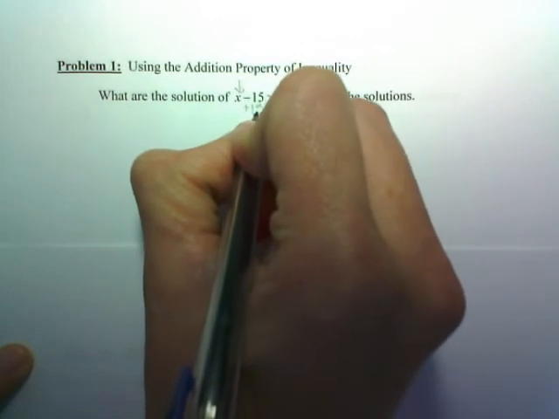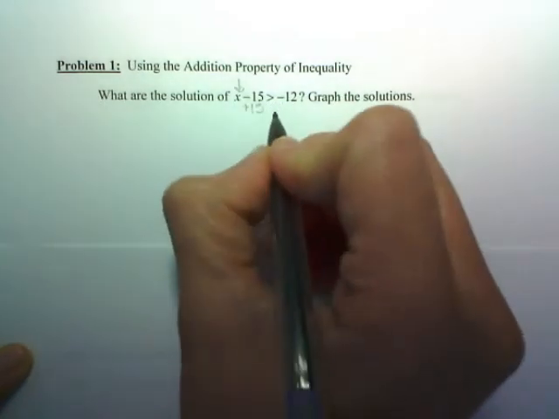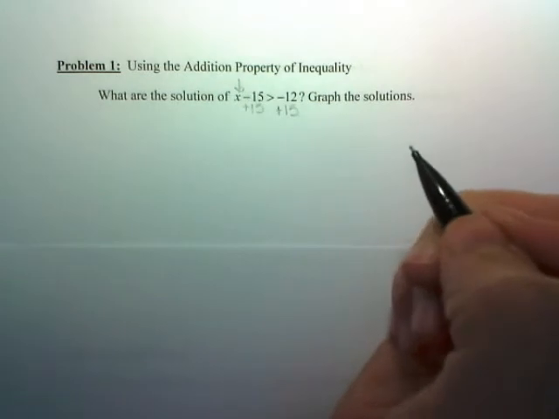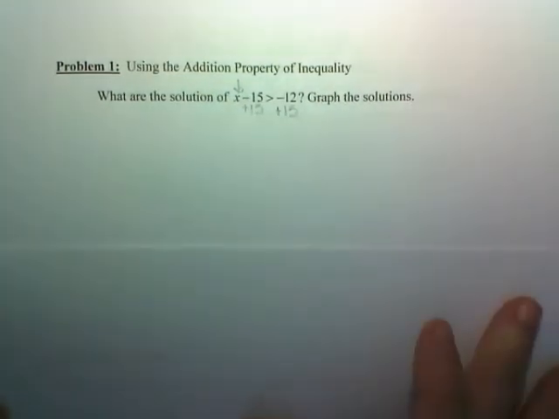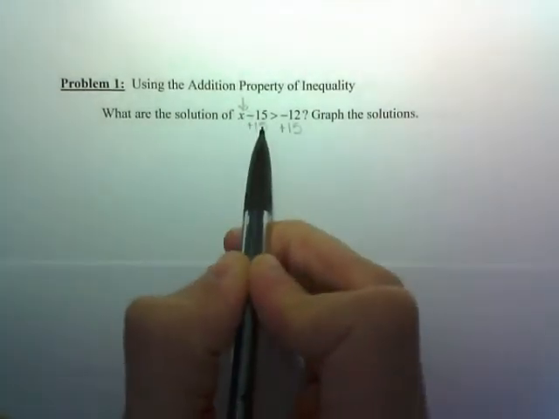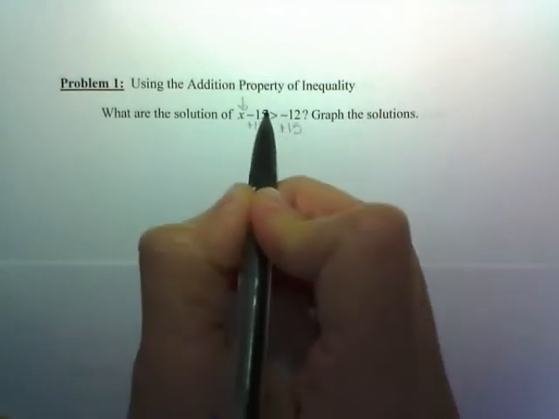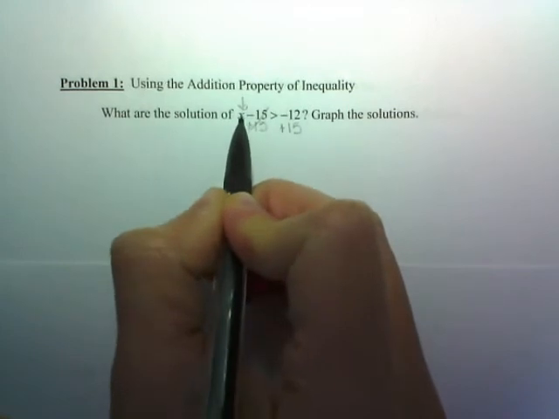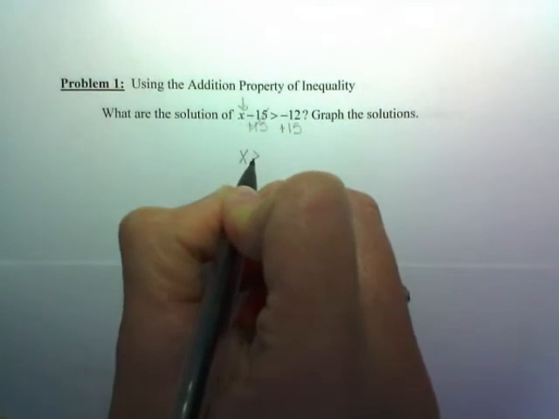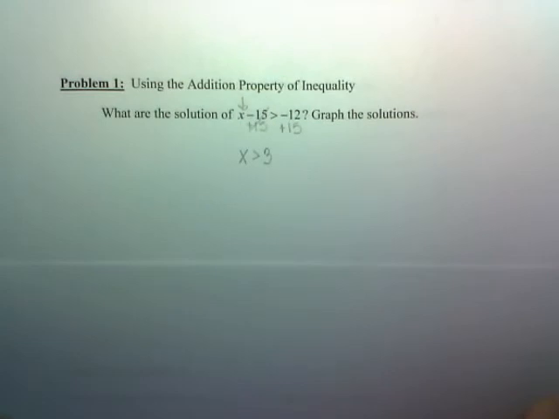But with the addition property of inequality, we add 15 here. To keep the equivalent inequalities, I'm going to have to add 15 here. Just add 15 to both sides. Now, just to double check yourself, this is always good practice, what is negative 15 plus 15? This will always make sure that you have the correct inverse sign here if you will do that. But if you have negative 15, positive 15, that is 0. So I am left with x greater than, and negative 12 plus 15 is 3. And there are my solutions, x greater than 3.